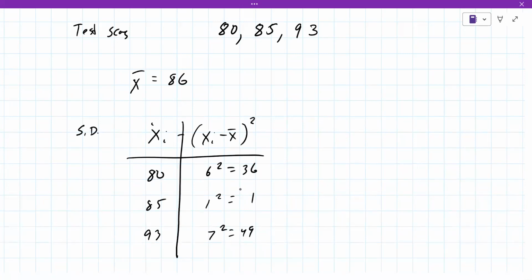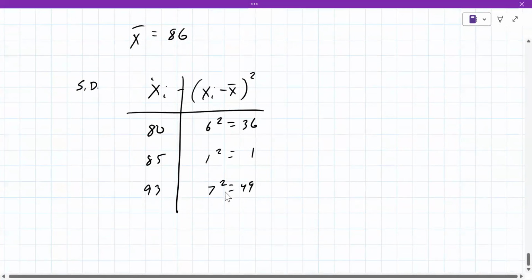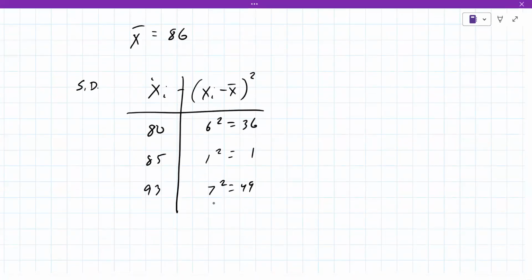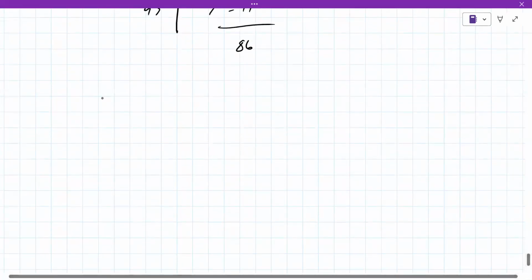But I got 5.39. Oh, wait, it's not 2. It's 1. So you have to add all these up, which is 86. Yep, and divided by 3 is 28.66 repeating. So then I got 5.35. 5.35. Good.